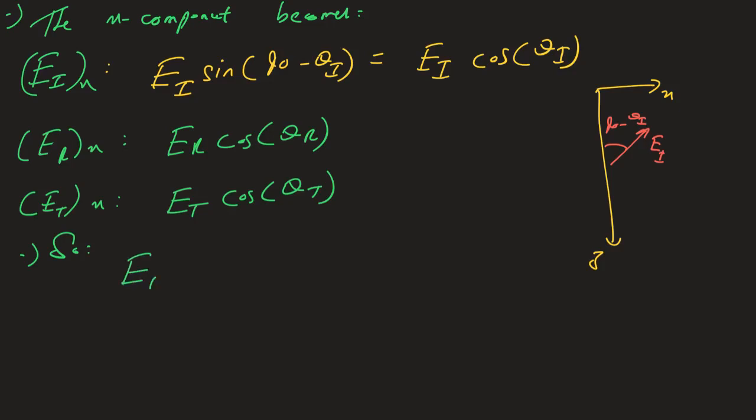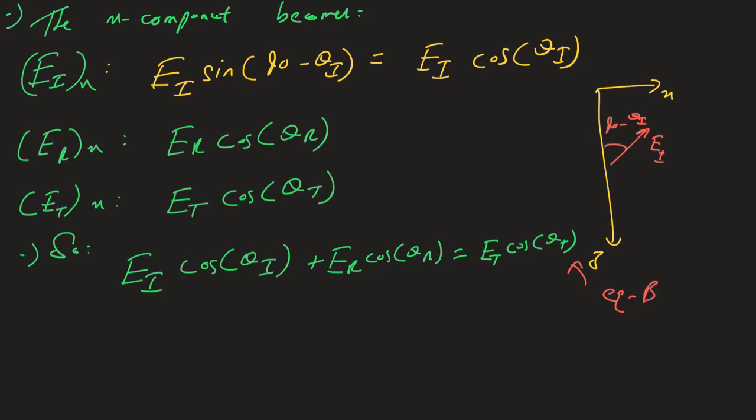So what we get is that EI cosine of theta I plus ER cosine of theta r becomes equal to ET cosine of theta t. Okay, and we will call this equation D, because this is another condition we get using the third boundary condition.